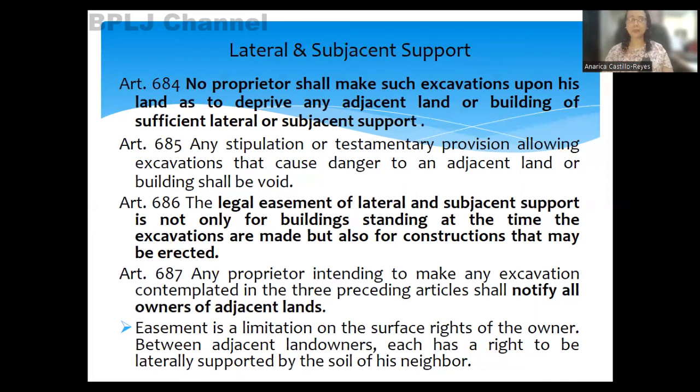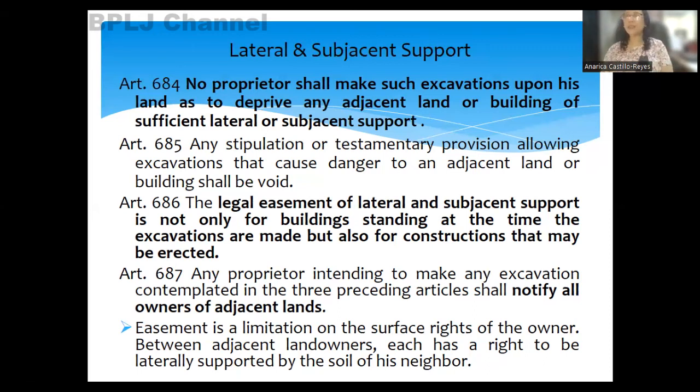Between adjacent landowners, each has the right to be laterally supported by the soil of his neighbor. Remember the case of Castro versus Monson, in which there are adjacent landowners whose respective houses are not of the same level. One is higher than the other, and the one in the lower level excavated his property. The adjacent owner complained and had the easement of lateral and subjacent support annotated in its title.